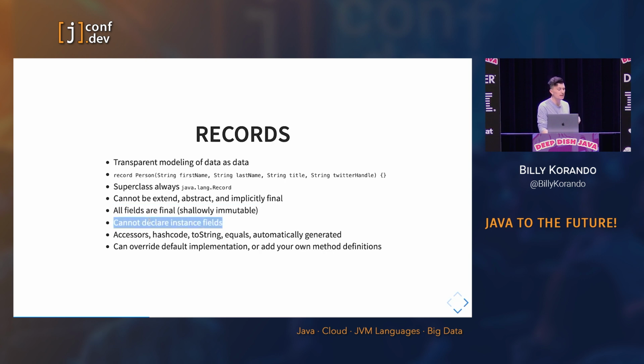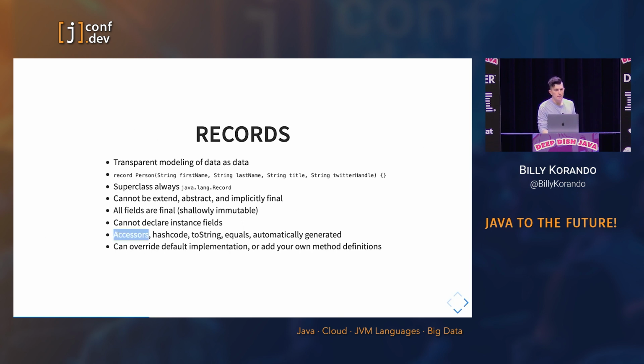You cannot declare instance fields. So I could not declare some additional instance field like middleName within the body of Person here. So again, that way we can't have additional behavior within this record that we can't just see from the definition of itself. Now, for all these constraints, we do get some benefits.